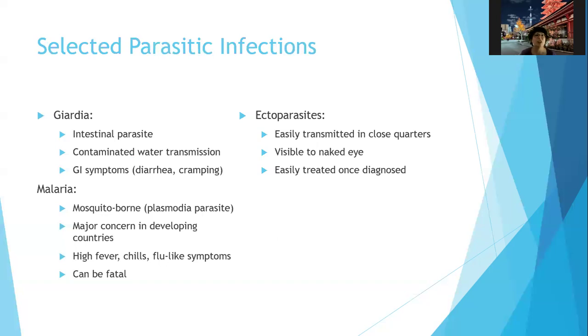Parasitic infections: Giardia, you get from drinking contaminated water. Malaria, you get from infected mosquitoes, and ectoparasites are transmitted in close quarters and visible to the naked eye. So lots of fun infections. Don't get them. Use good hygiene practices.